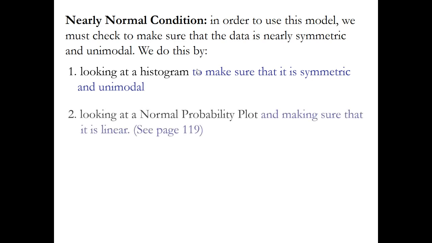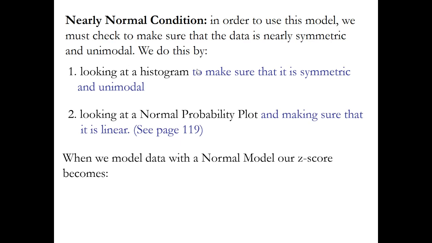The other thing you can do is use a normal probability plot and make sure that plot is linear. You can look on page 119 of our textbook, where we've got some examples of what it looks like, and we're going to get into how we generate one of those a little bit later. At this point, you may be given a normal probability plot, or I could give you a histogram, and you should be able to tell me whether or not you think it's going to fall into a normal model. A normal probability plot should just look like a linear plot of points that form a generally straight line.